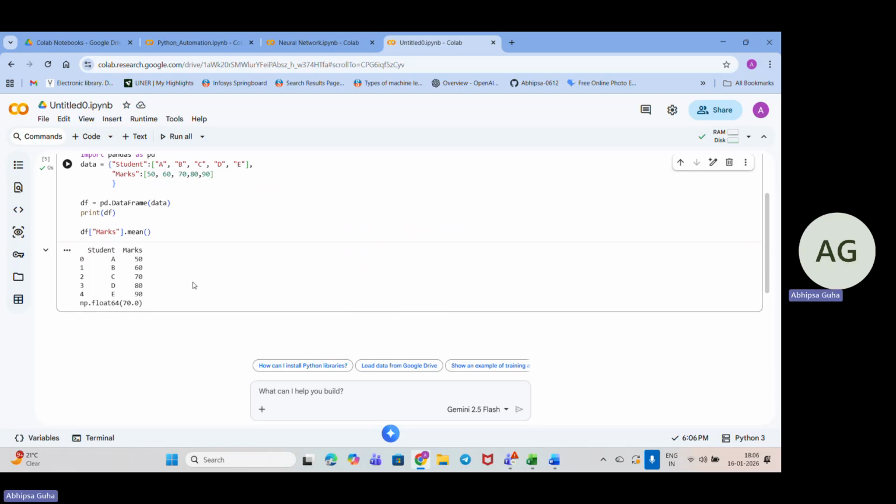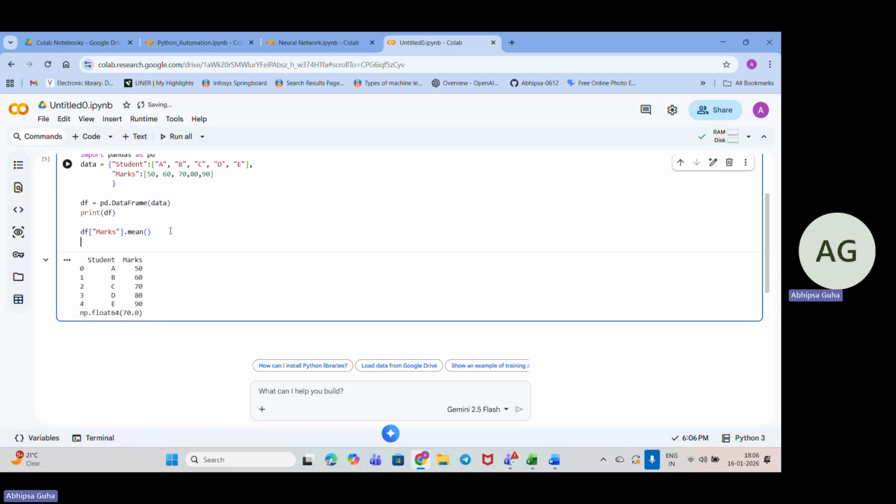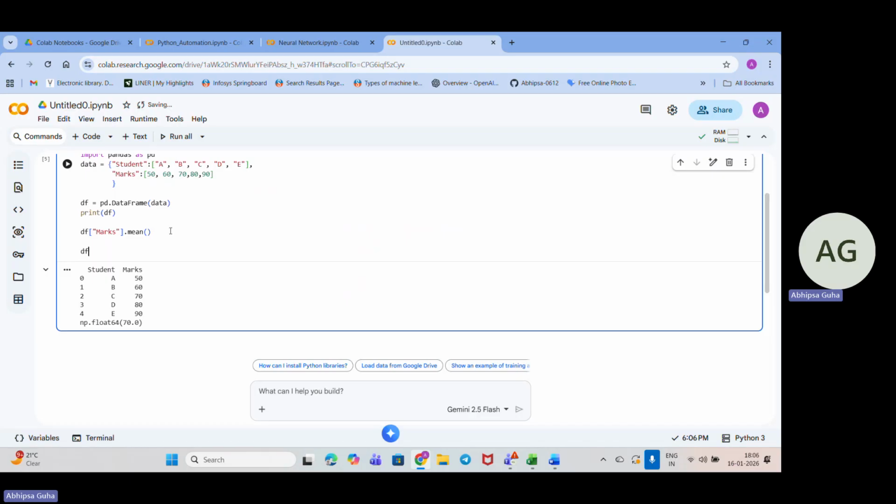So I want the max value. Suppose here I want the max value. So df, max I am using, dot max. Okay. Now what is here?